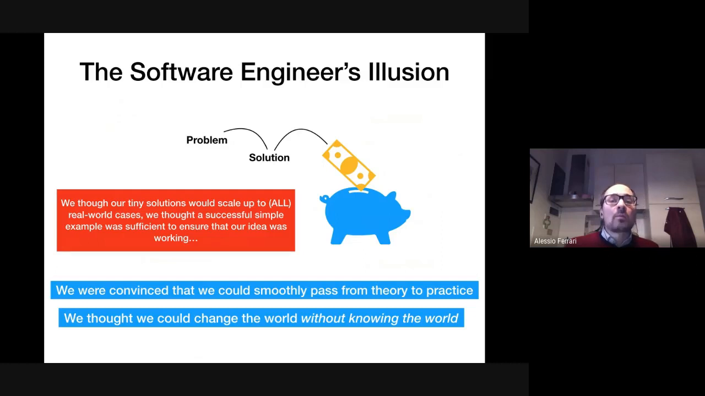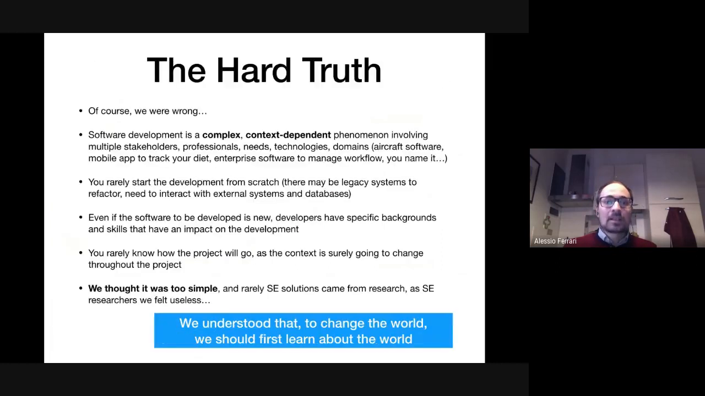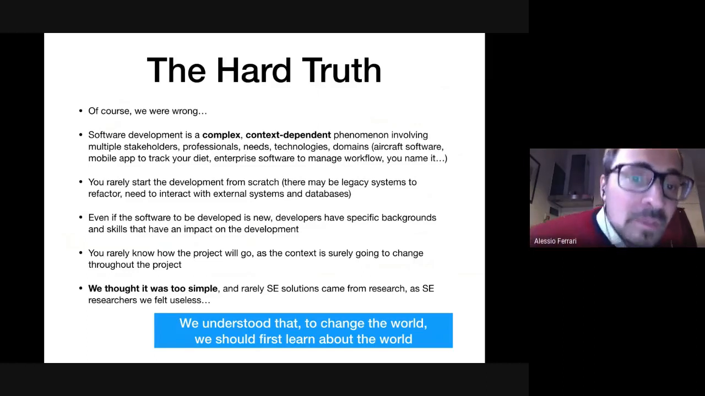What is the problem in the software engineering development process? Before we didn't ask this, we mostly focused on a possible solution that would make us happy in a tiny working environment. The reality was that, of course, we were wrong, because software development is complex, is context dependent.